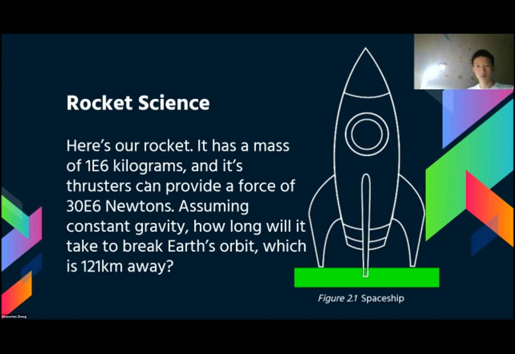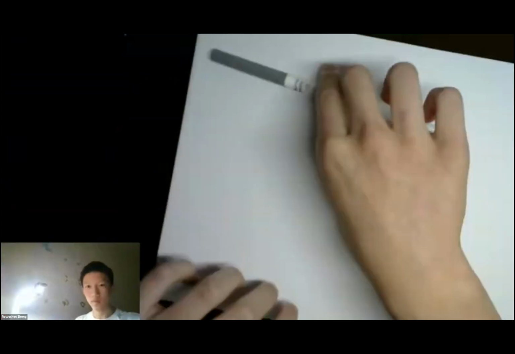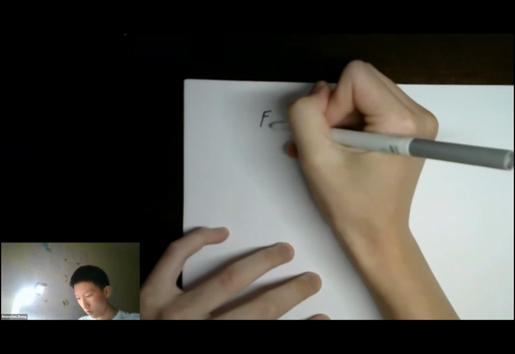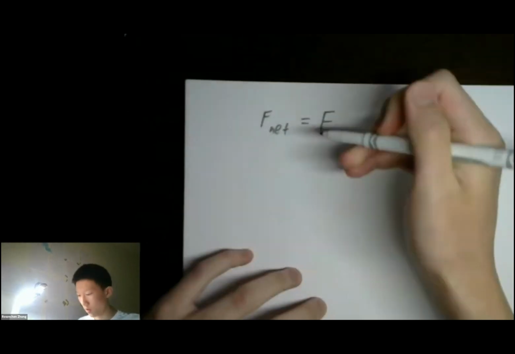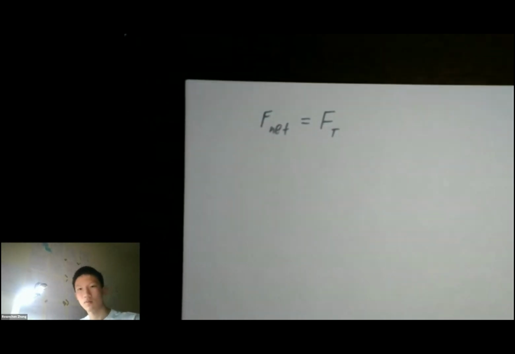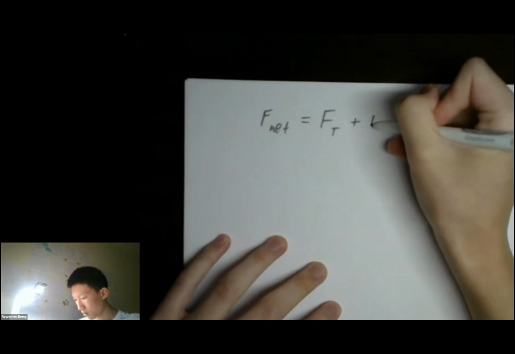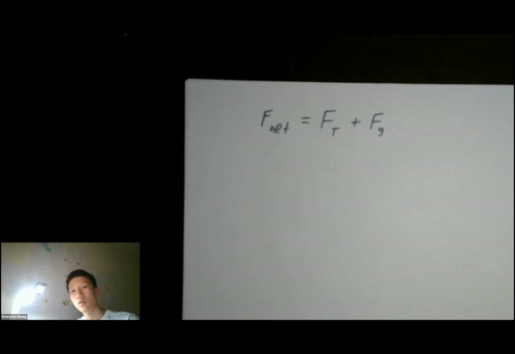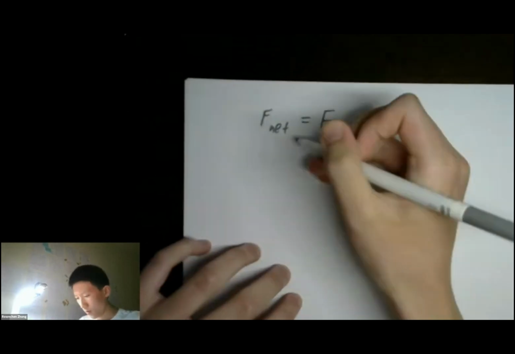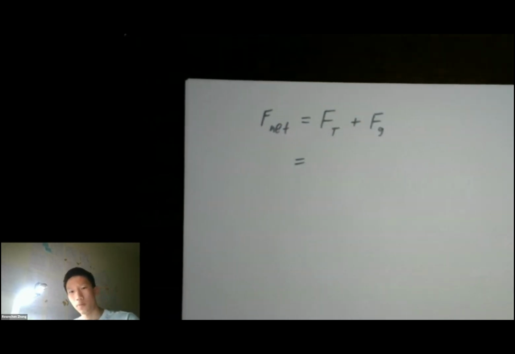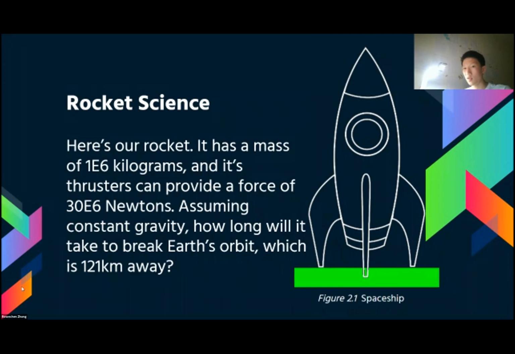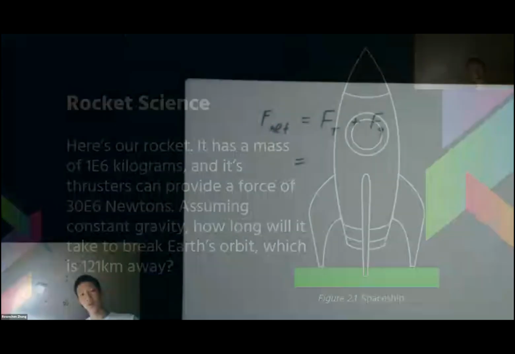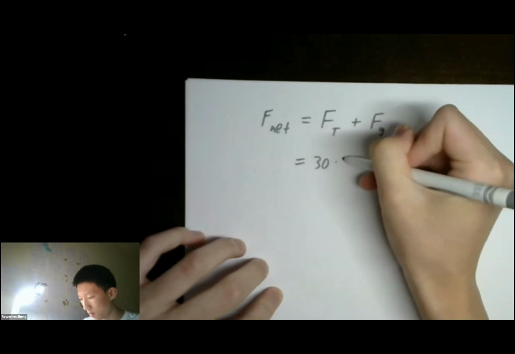Let's work it out. We've got force. What's F net? F net is going to be the F thrust, so F T, simple enough, plus force of gravity. Two parts. What is the force of thrust? Well, how much thrust did it say we could give? 30 E6 newtons, that's going to be 30 times 10 to the 6th.